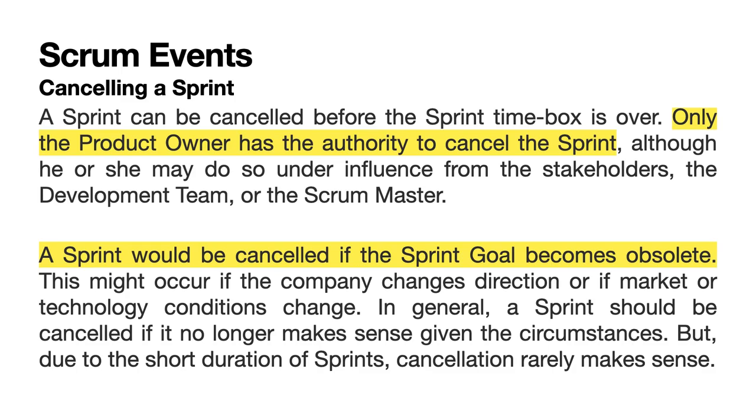Canceling a sprint. A sprint can be cancelled before the sprint time box is over. Only the product owner has the authority to cancel the sprint, although he or she may do so under influence from the stakeholders, the development team, or the Scrum Master. A sprint would be cancelled if the sprint goal becomes obsolete. This might occur if the company changes direction or if market or technology conditions change. In general, a sprint should be cancelled if it no longer makes sense given the circumstances. But, due to the short duration of sprints, cancellation rarely makes sense.